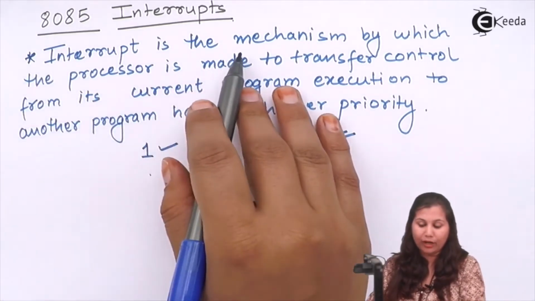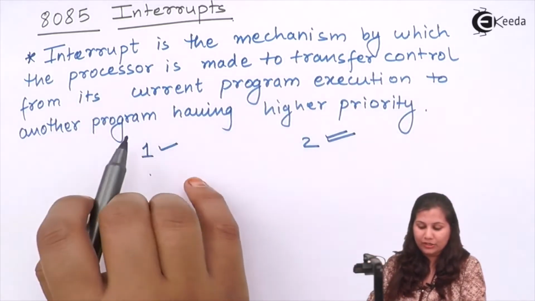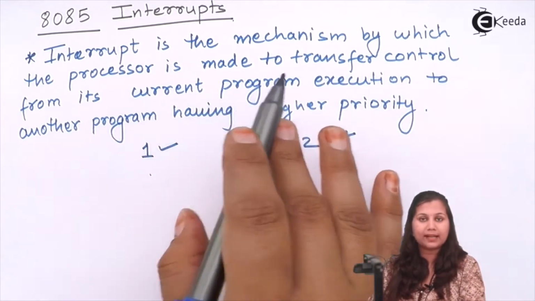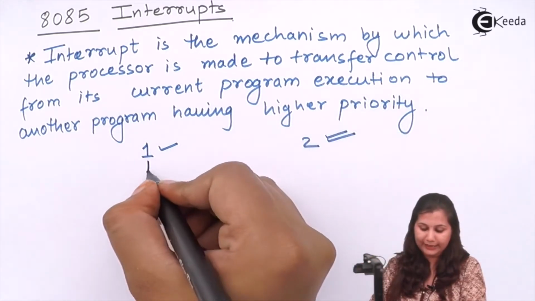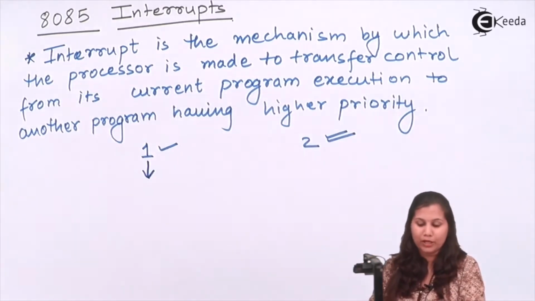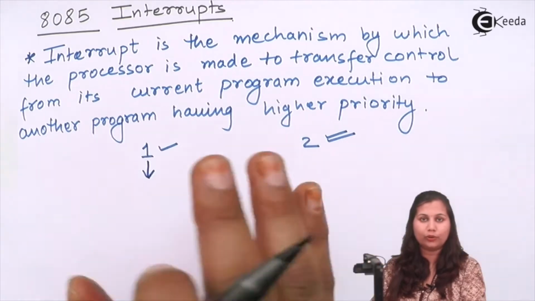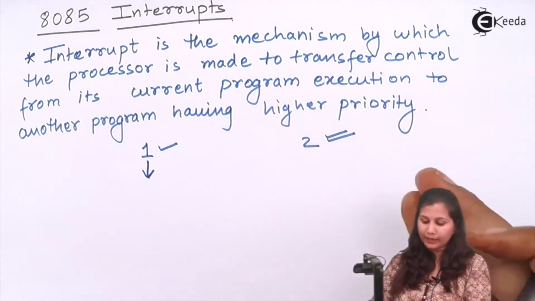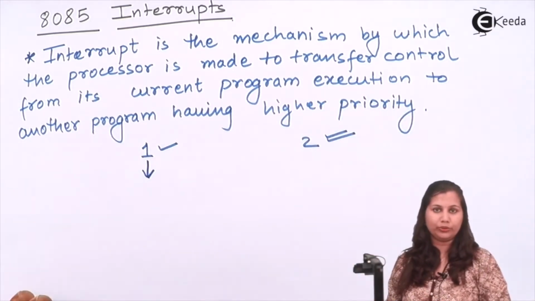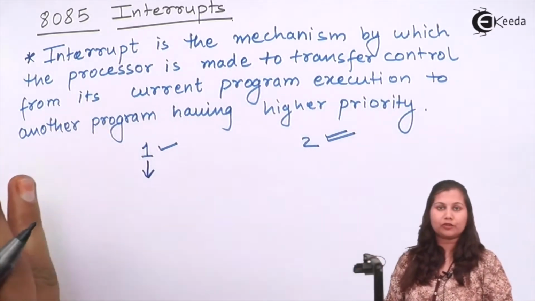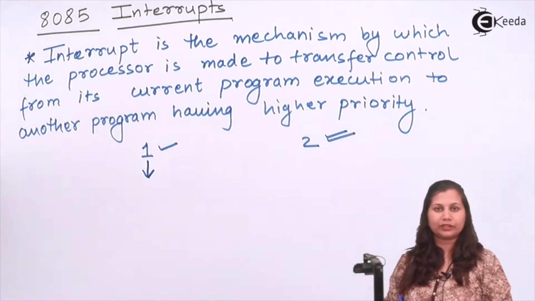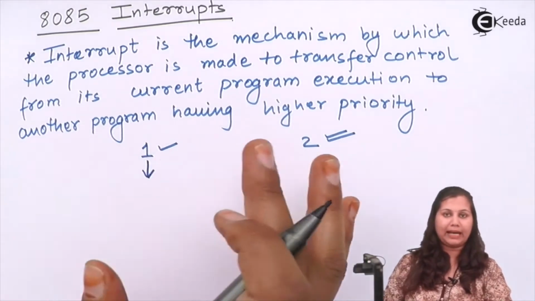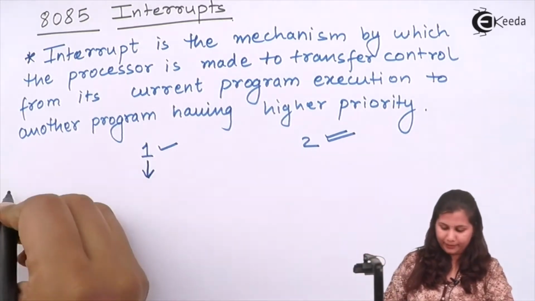So what the interrupt is doing is it transfers the control from its current program execution. Currently it is executing the first program, so it is transferring the control to another program which has the highest priority. Then the second program will be executed completely, and again the first program is resumed and its further instructions will be executed. This type of mechanism is called the interrupt.